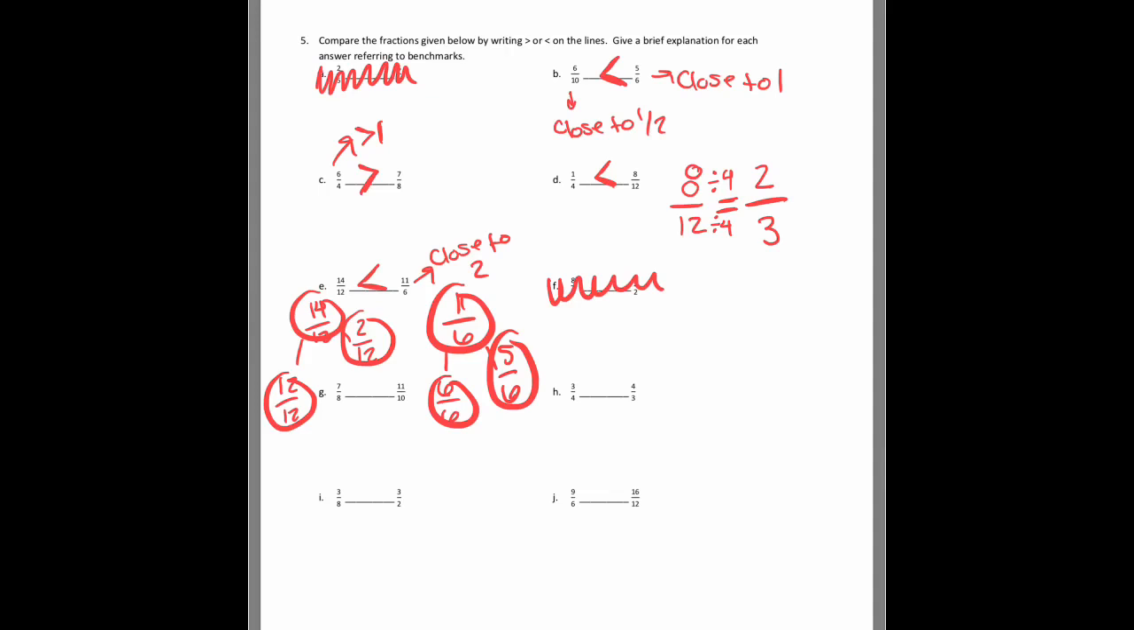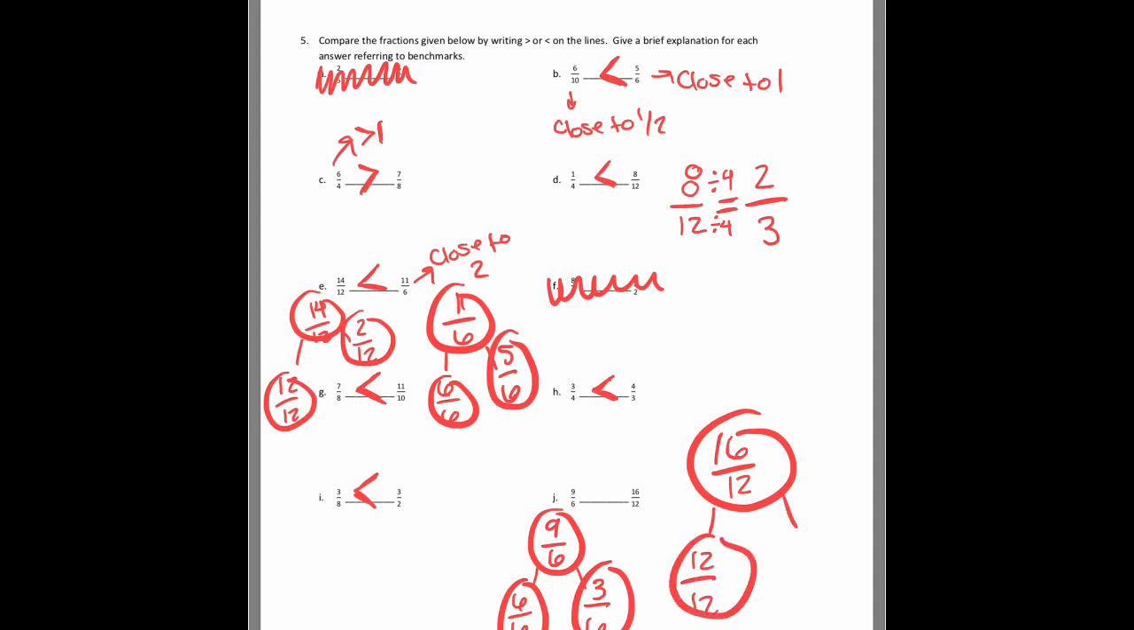All right, let's look at G. 7/8 and 11/10. 11/10 is greater than 1 and 7/8 is less, so obviously 11/10 is going to be larger. Same thing here. 3/4 is less than 1 and 4/3 is more. Okay, and then we have 3/8 and, I'm sorry, I read that wrong. It's 3/8 is less than 3 halves because 3 halves is greater than 1.